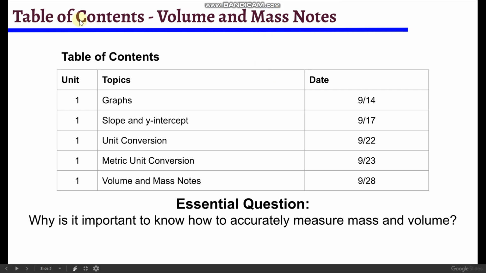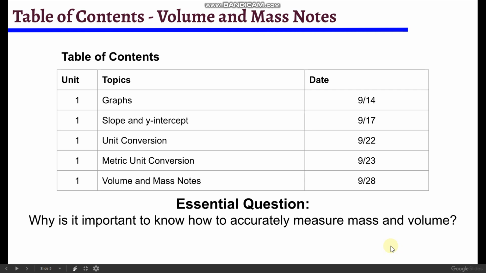Okay, so once you have your notebook out, you're going to title today's notes in your table of contents as volume and mass notes. Today's date is 9/28. Our essential question for today: why is it important to know how to accurately measure mass and volume? Well, you're going to need to know for today's assignment how to measure mass and volume.